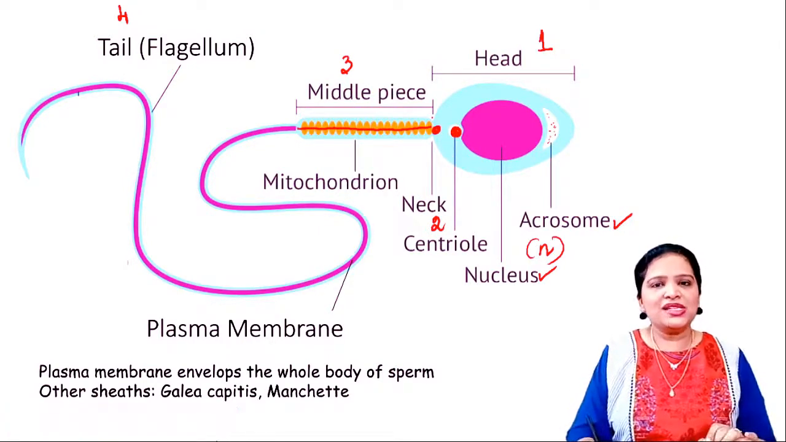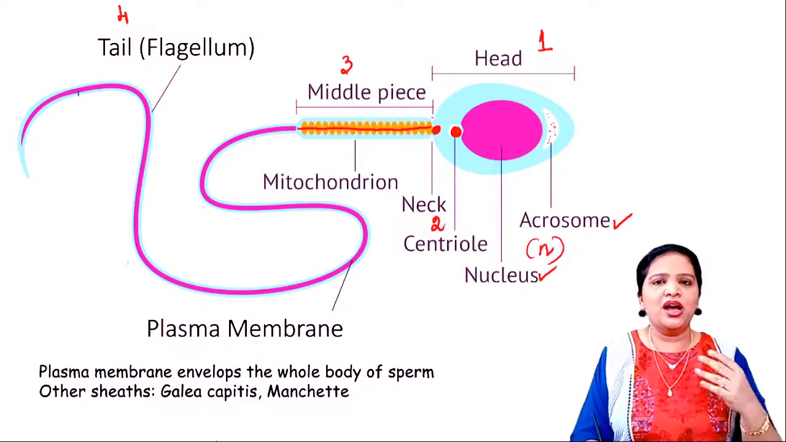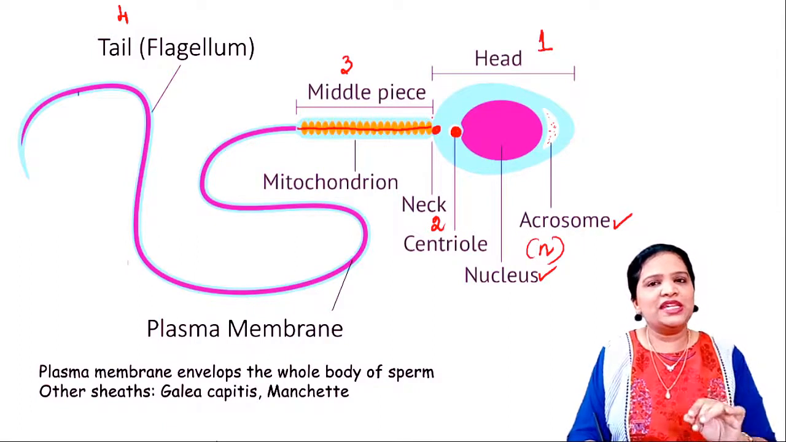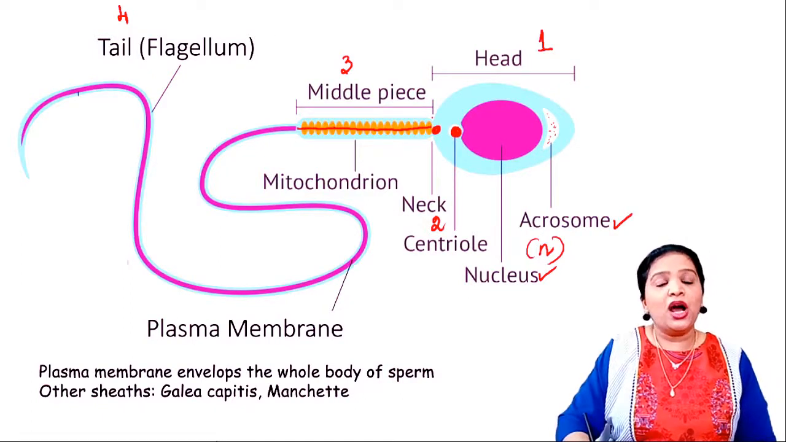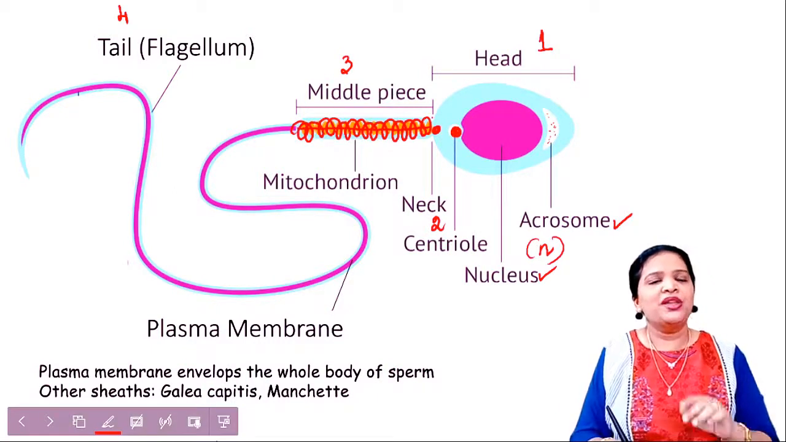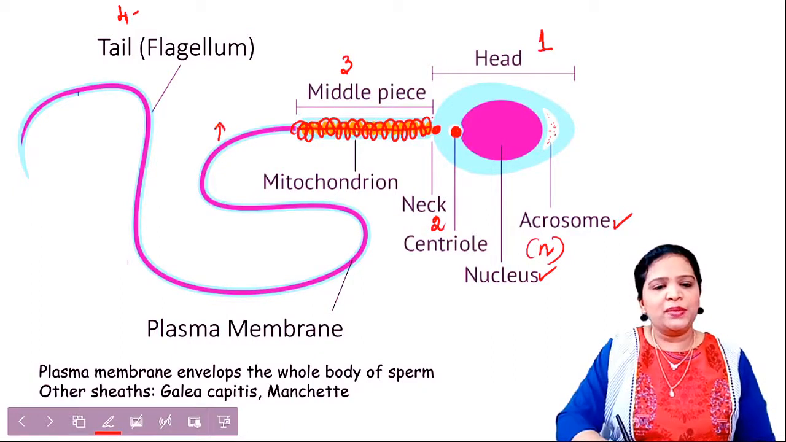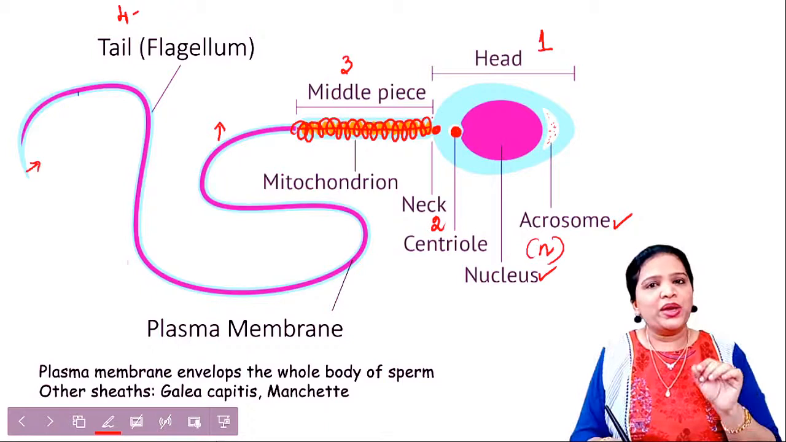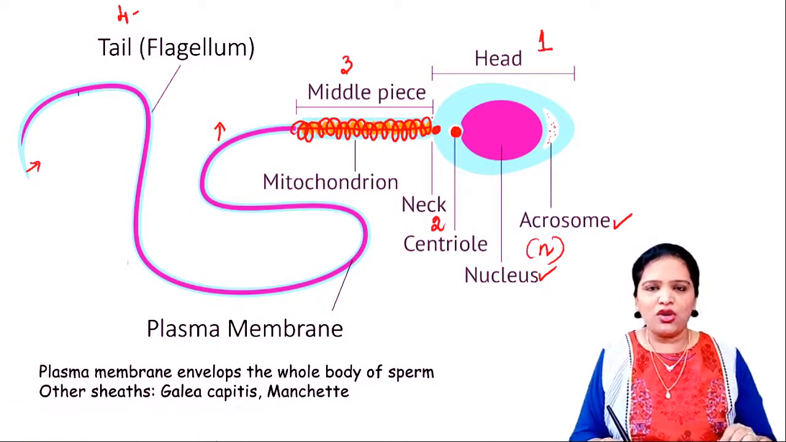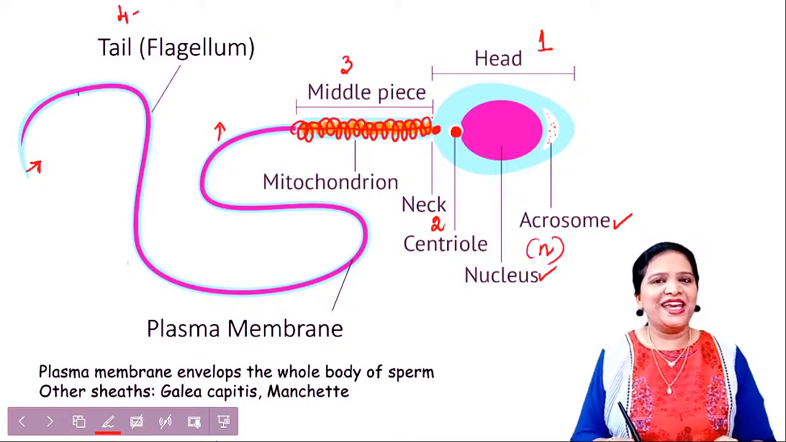Right. And the third one is the middle piece. The middle piece contains mitochondria. What is the function of the mitochondria? It generates ATP, which is needed for the swimming of the sperm. Okay. And how is the mitochondria present? It is spirally arranged here, like this. Okay. And the fourth part is the tail. The tail has two regions, that is the main piece and the end piece. Wherever the axial filament is present, that is called main piece. At the end, where there is no axial filament, that is called end piece.